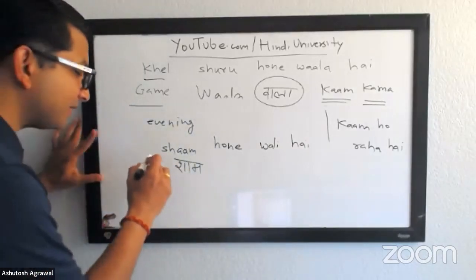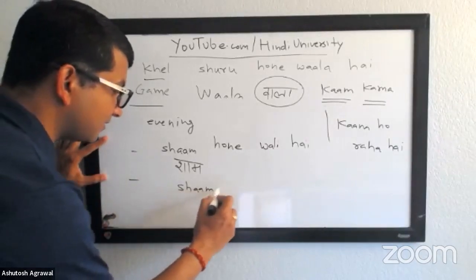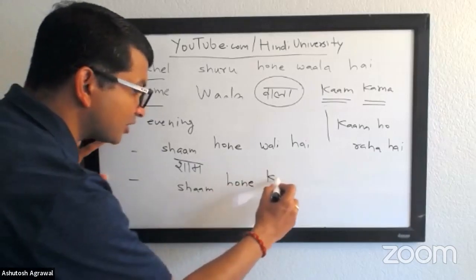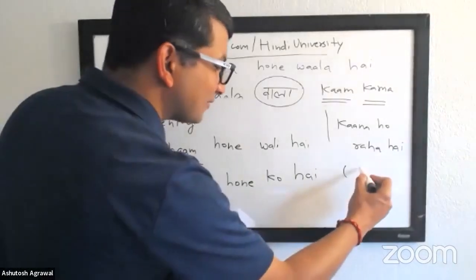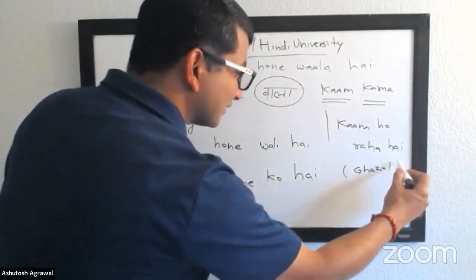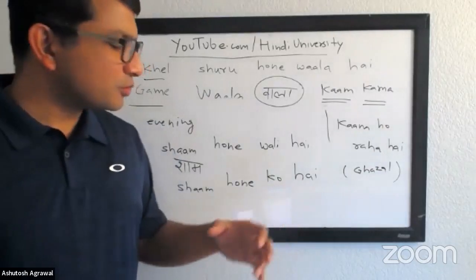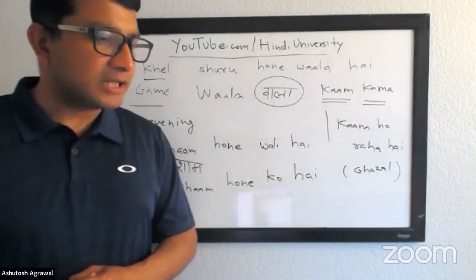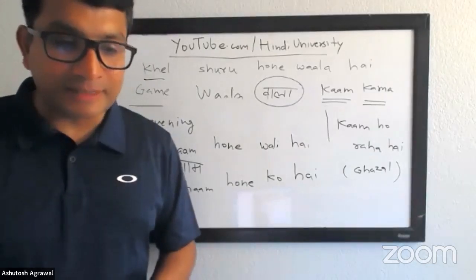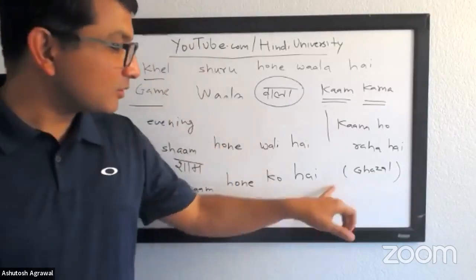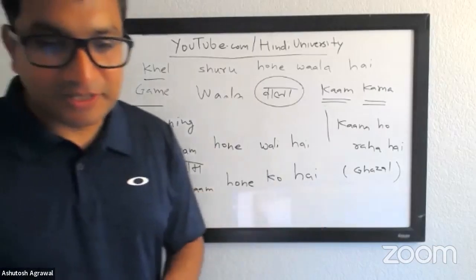What is the other one? The other method that we learned? Sham hone ko hai. Right, sham hone ko hai. Believe it or not, it's one of the ghazals, which are like the slow Hindi songs. Sham hone ko hai. It's also used when we speak a combination or a mixture of Hindi and Urdu. A lot of songs or ghazals will have the Urdu aspects, so you will see it more commonly. Sham hone ko hai.